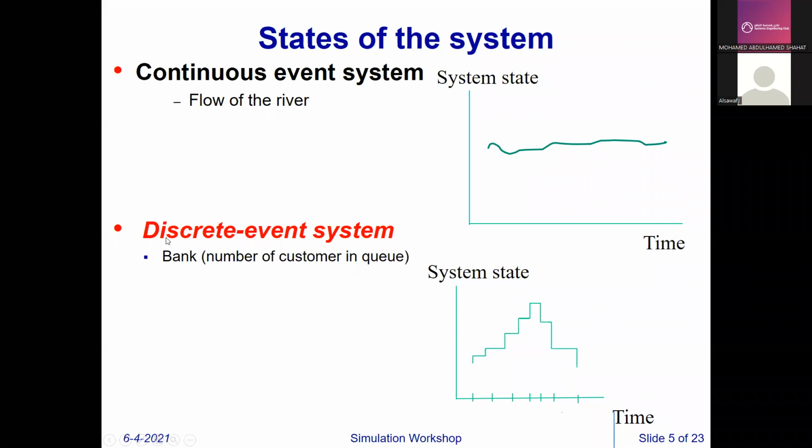And on the other hand, we have something called a discrete event system, such as the number of customers in a queue inside the bank, or the total number of customers inside the bank. This number is not changing each millisecond. Actually, it changes only when an event occurs. So if we have an arrival, the number will increase by 1. You see here, the number increased by 1 when we have an arrival. When we have a departure, the number will decrease by 1. When we have maybe 2 departures, the number will decrease by 2, and so on. This type of system is called a discrete event system.